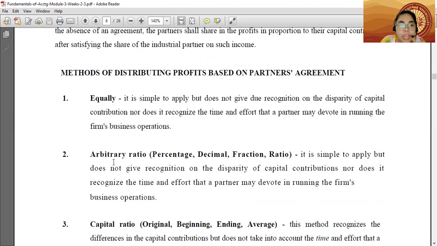Number two naman, it's arbitrary ratio, percentage, decimal, fraction, or ratio. So it is simple to apply but does not give recognition on the disparity of capital contribution, nor does it recognize the time and effort. Why? It's still the same.